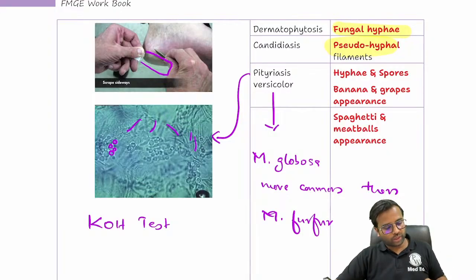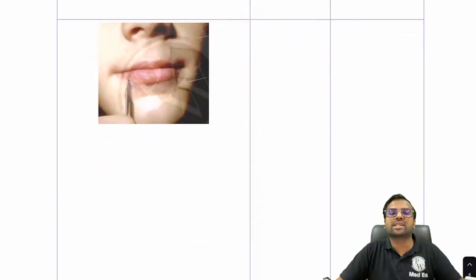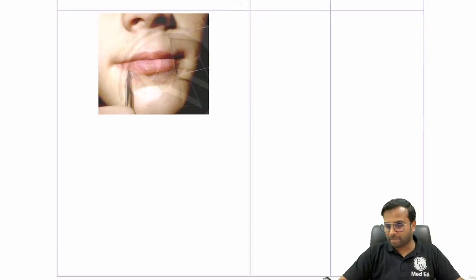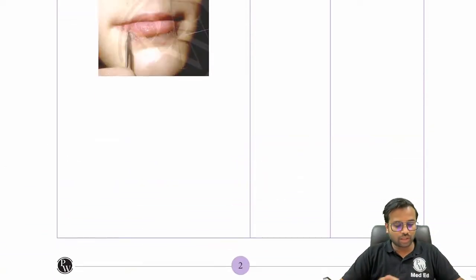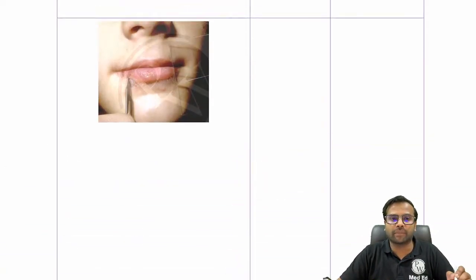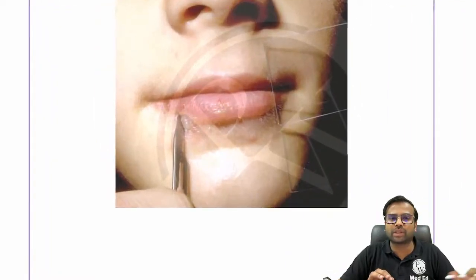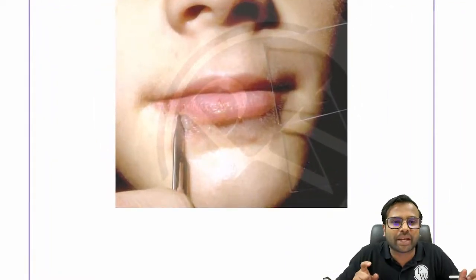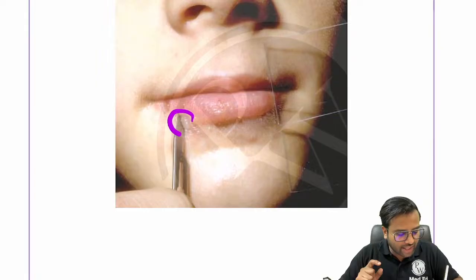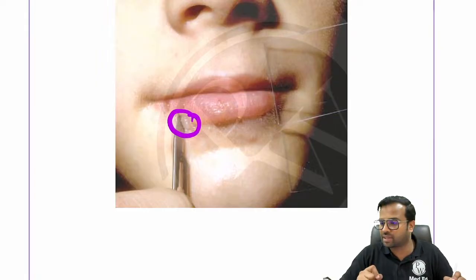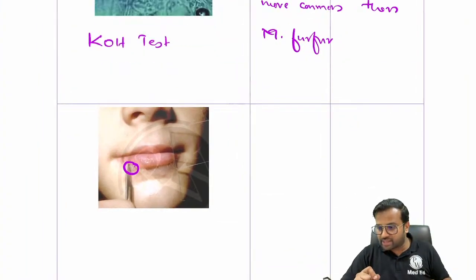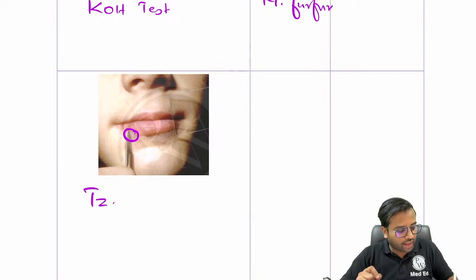So now let's go to the next image. Now what is this investigation that is being done in this image? Anyone? So this investigation here, I'll just zoom this image for you. So in this image, you can see that there is a vesicle near the lips, isn't it? So yes, this investigation is called as a Tzanck smear.